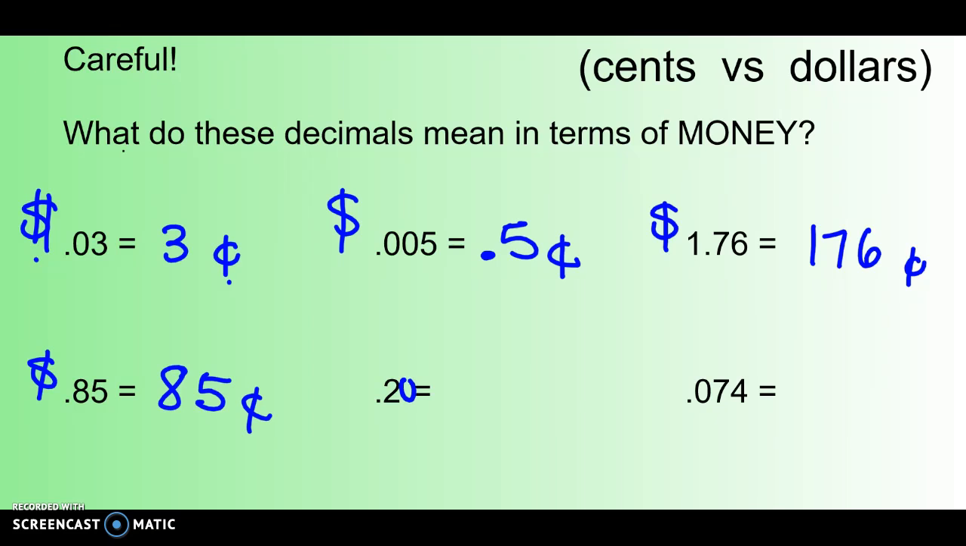0.2. Well, nobody would write it like that. We'd probably see it with a 0 on there. 20 cents or 20 cents. And this one. Again, you're not going to see money that has 3 decimal points, but if you did, this would mean 7.4 cents. That's what it means. So just keep that in mind as you work on any problems that have money with them.